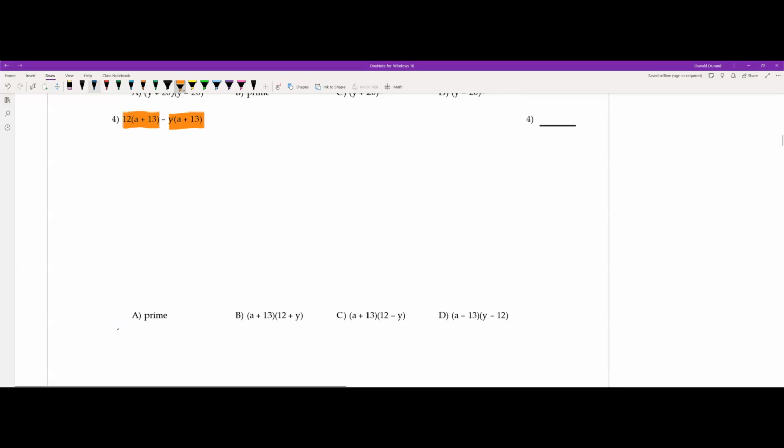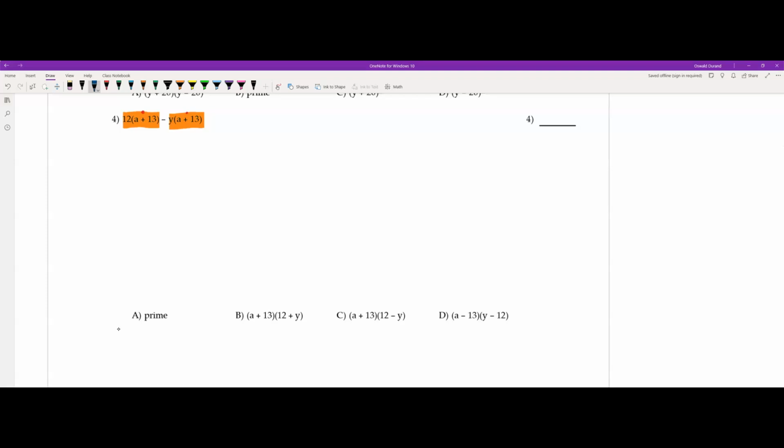So anyway, because now we want to factor this, we are looking for something in common, which is called the greatest common factor. The only thing that is in common for those two terms is a plus 13. So the only thing in common here is the a plus 13, and this is what we're going to factor out.